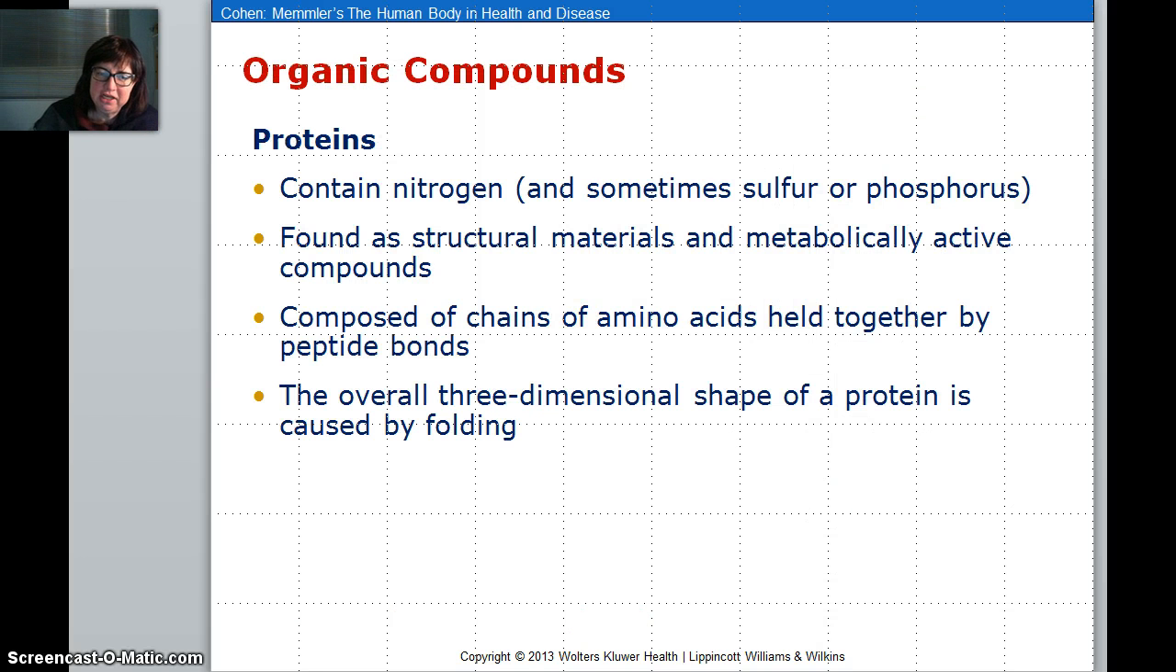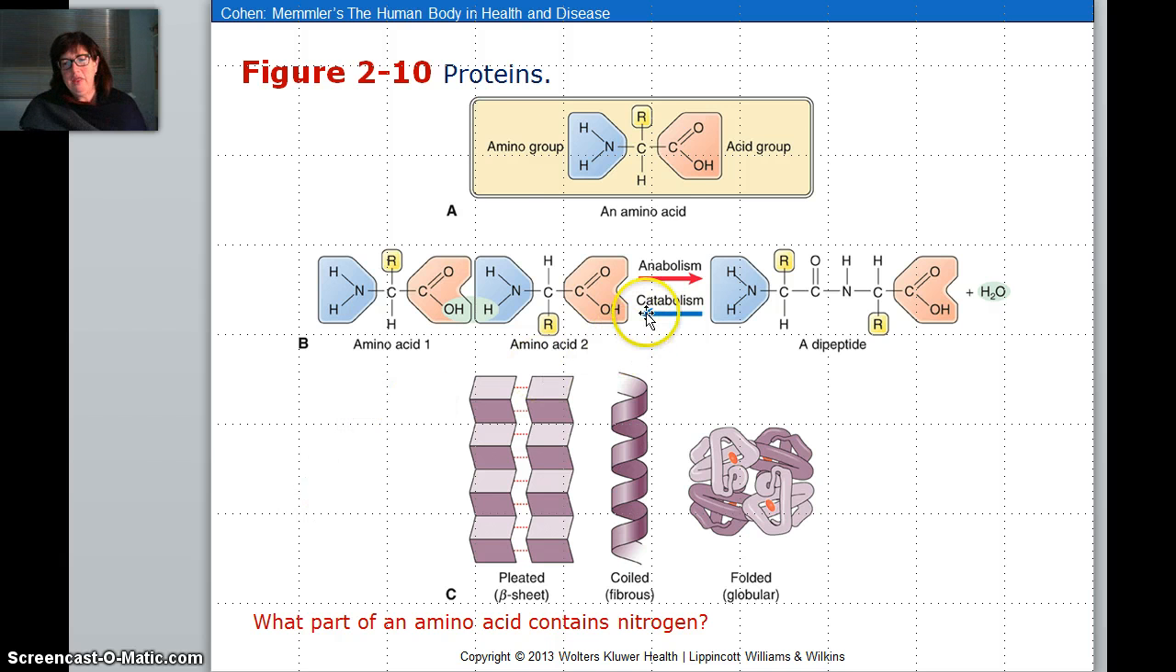The third group is proteins. Proteins contain nitrogen, and proteins are the building blocks of the cell. The protein has a very basic structure, and then it's got this R group. This R group is based on, there are 20 amino acids, and each one of these amino acids has a different R group. Everything else is the same.